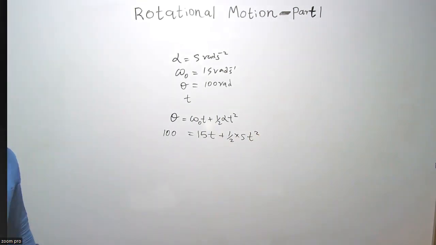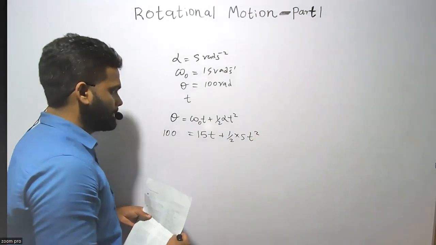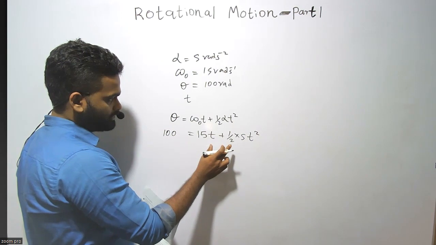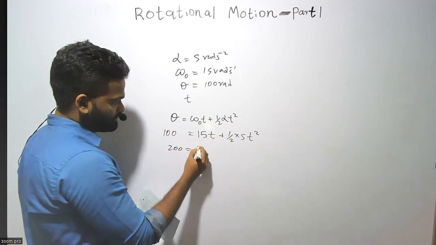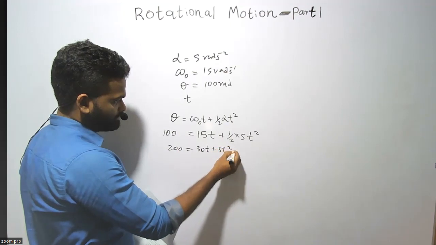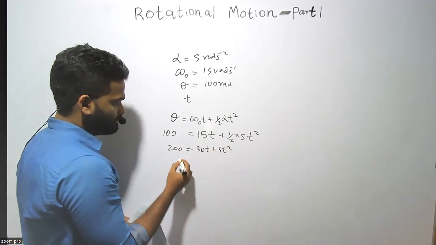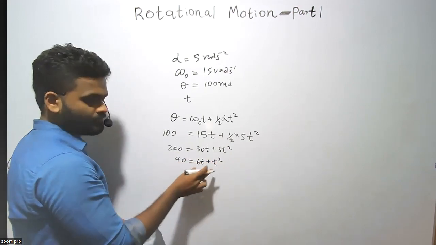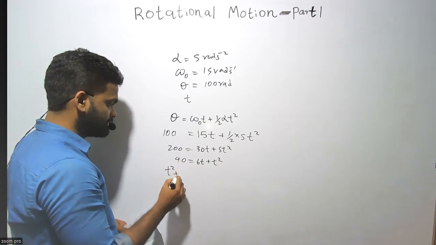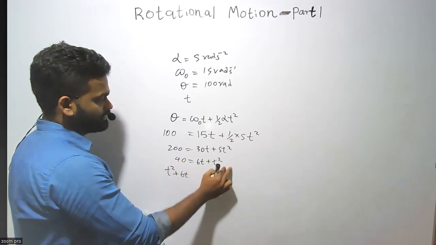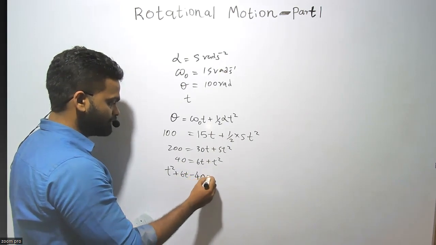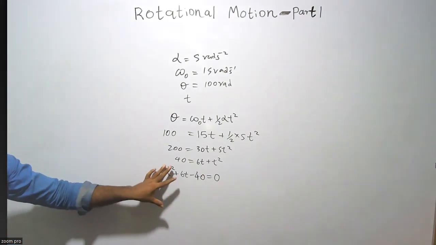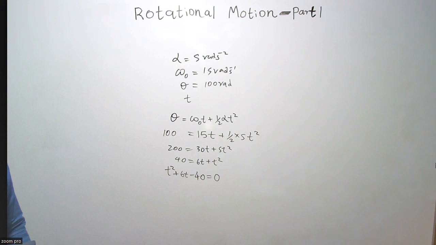We got a quadratic equation. You need to simplify that, right? I'll just multiply the whole equation by 2. So 200 equals 30t plus 5t squared. Then just divide by 5. 40 equals 6t plus t squared. I'll just inverse places. t squared plus 6t, 40 goes to the other side, becomes minus 40 equals 0. Now you have to factor this one in order to find time.